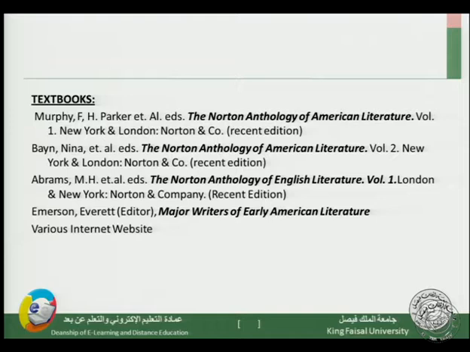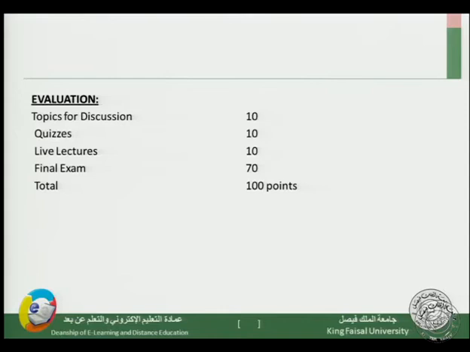Regarding the evaluation or distribution of grades, that's something you all know, but just to remind you: the total of 100 points is divided into 4 parts. 10 points for the topics for discussion, about 14 questions, and they'll be provided very soon, and they'll be general questions about American literature.